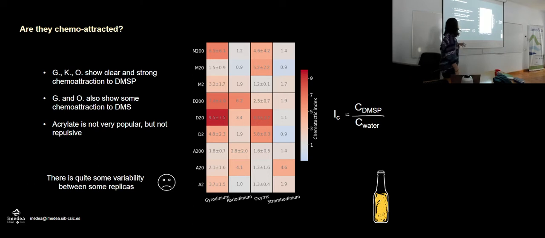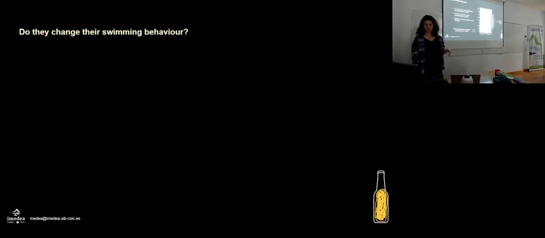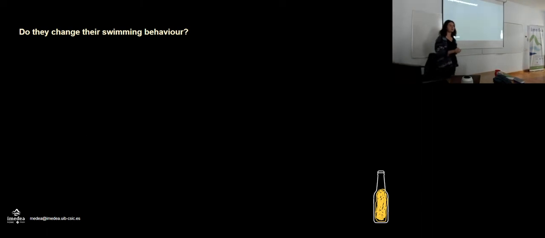And then the second kind of question that we want to answer with the videos is whether we see a change in the swimming behavior. So we quantified whether they like it or not. It seems they, on average, like it, at least for DMSP and DMS. But does this change something in the individual behavior of the organism?